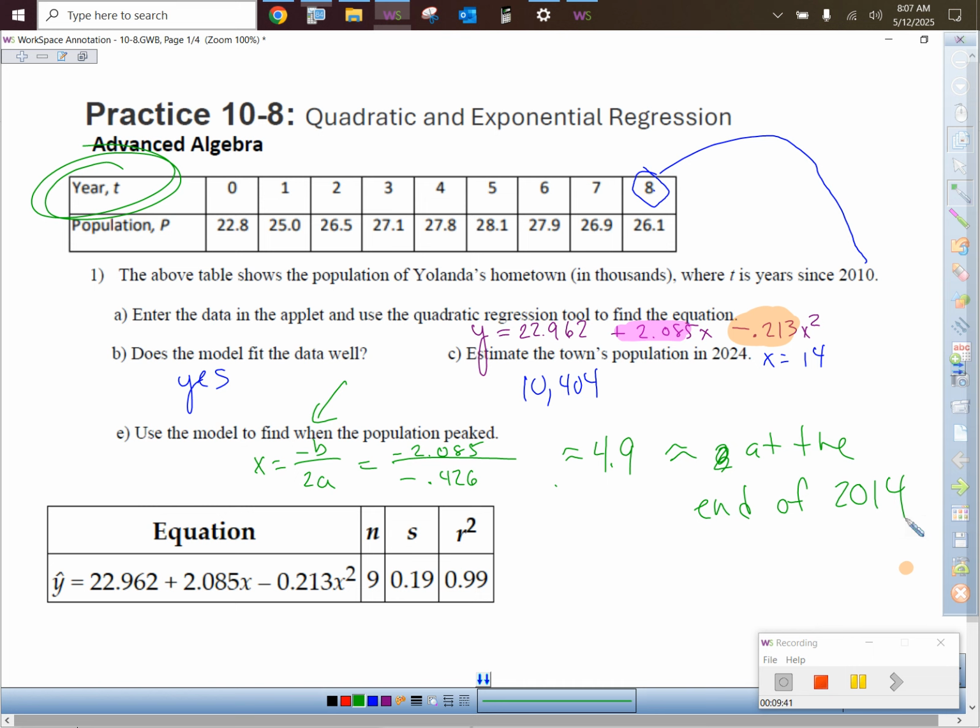I could totally see where maybe they say 2015 is the right answer, but true or false, it really didn't happen in 2015. It really happened in 2014. That's kind of a tricky one. How do you feel about the regression model, right? Putting it in the applet and letting it do all the calculations for us. So let's try a different one here.